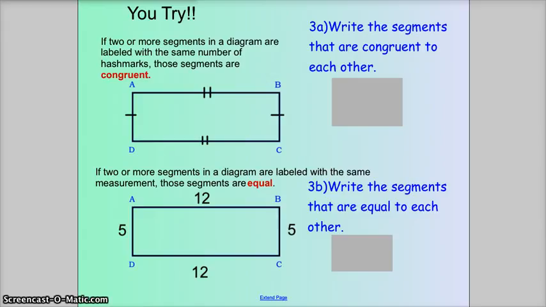All right, so because we have weirdness kind of details regarding notation, let's take a second to look at it. The first one says if 2 or more segments in a diagram are labeled with the same number of hash marks or tick marks, those segments are congruent. Looking at this, what we're saying is that this segment and this segment are the same, meaning one can be swapped for the other.